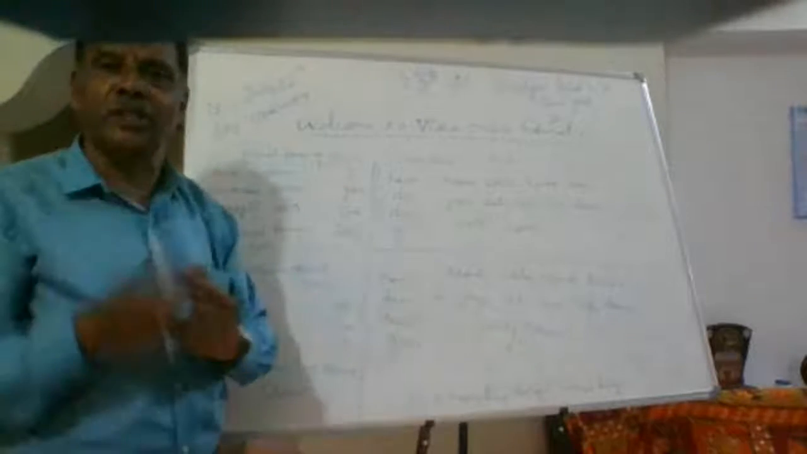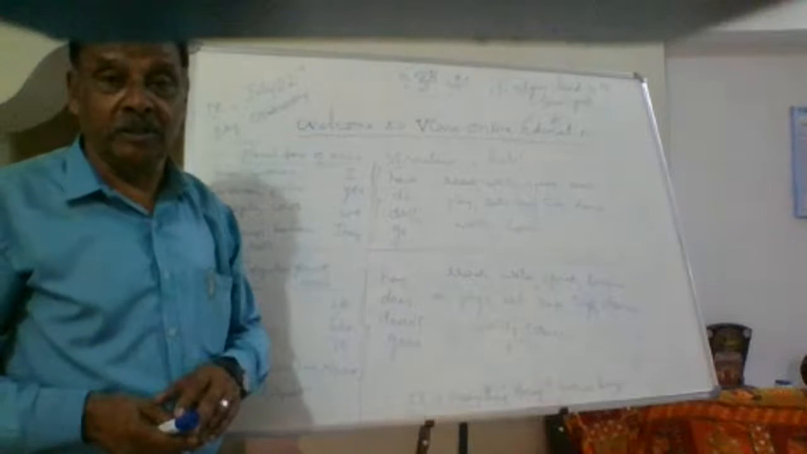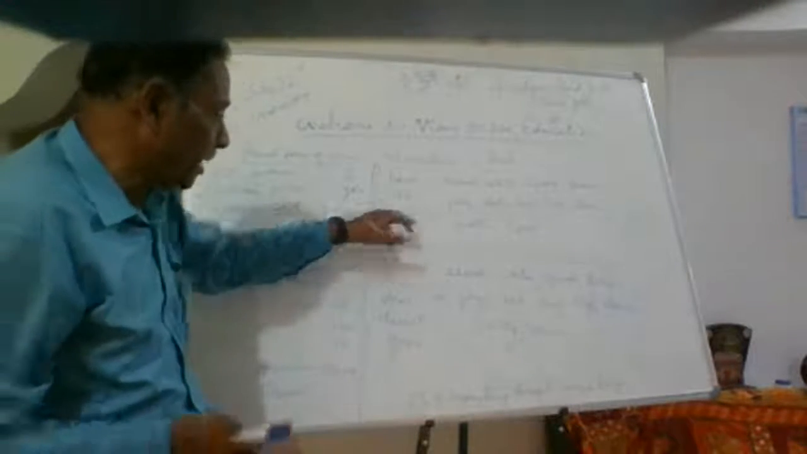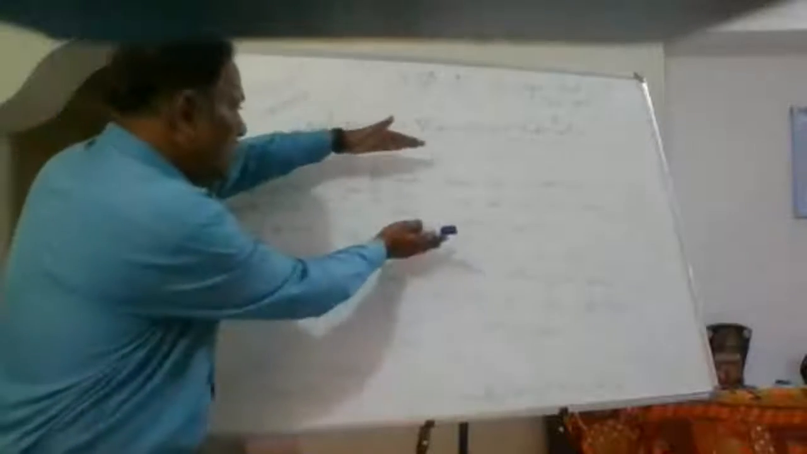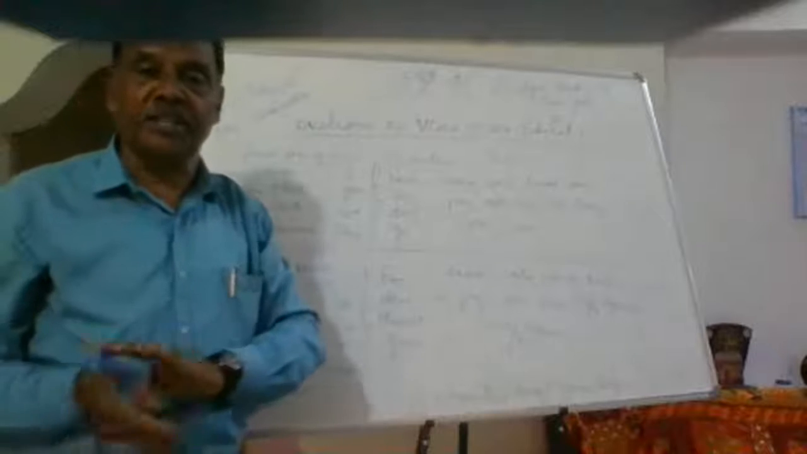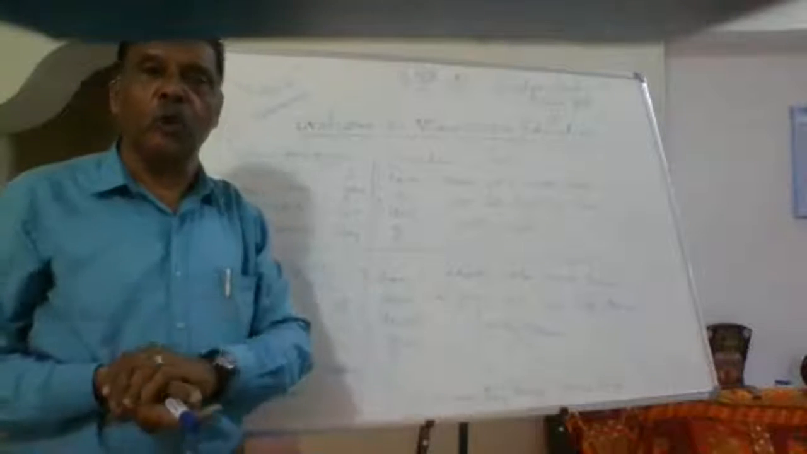You should know where to say what, and where not to use this. This structure should be in your mind, that for this you have to use this, for this structure you have to use this. It should be registered in your mind, otherwise you'll go wrong.